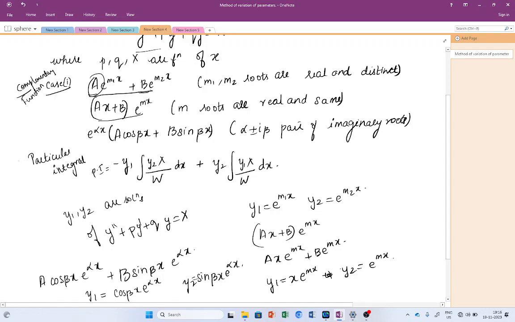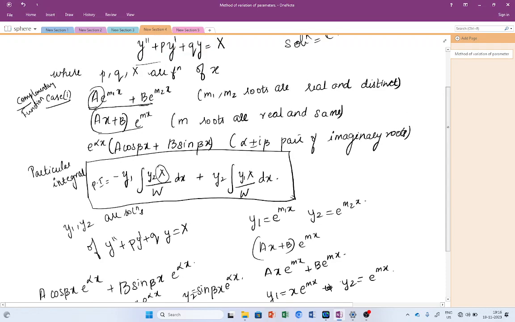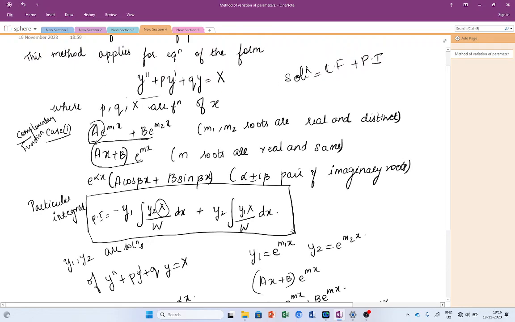Okay, so now this is your equation to find your particular integral. In this equation, your y1 and y2 are just the solutions. That is, in your complementary function, whatever comes along with your constants a and b, that is your y1 and y2. This capital X here is, in your general equation, the right hand side of the given equation.